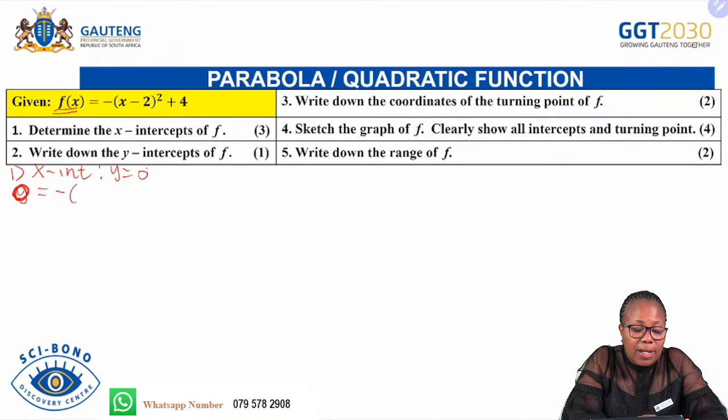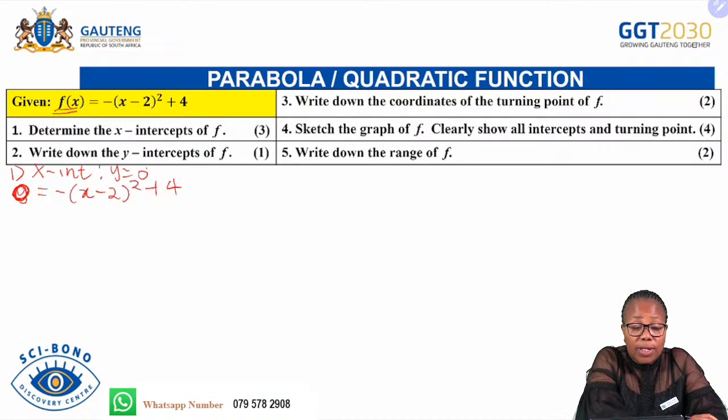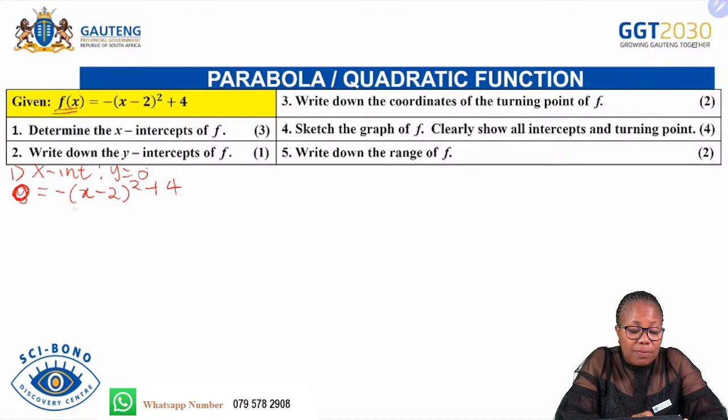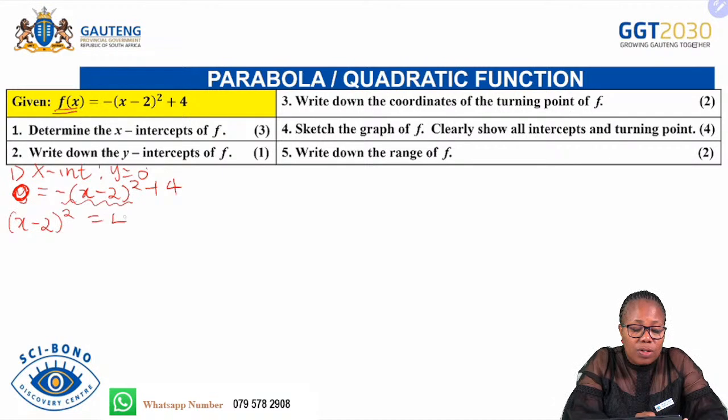And then we have minus x minus 2 squared plus 4 there. Okay? And then now we transpose this part, which is negative, to the left. This will be positive x minus 2 squared equals 4. And then if this side loses an exponent 2, this will gain plus minus the square root. That means this will be x minus 2 equals plus minus the square root of 4.